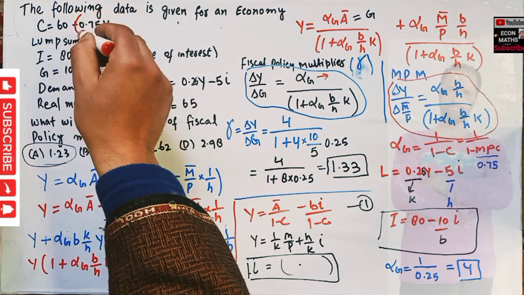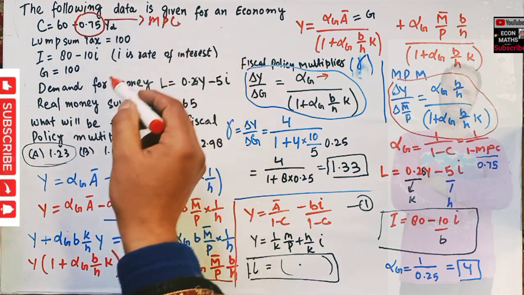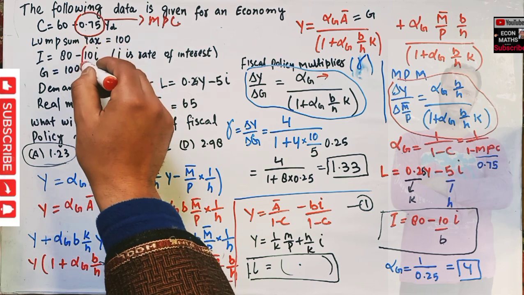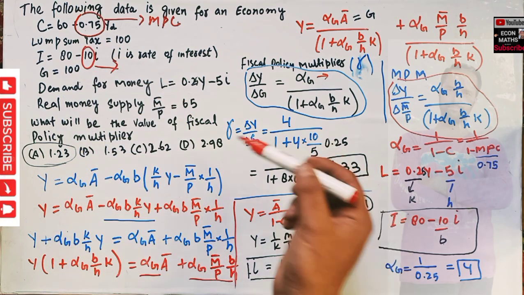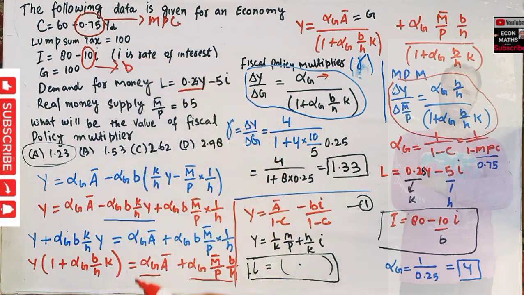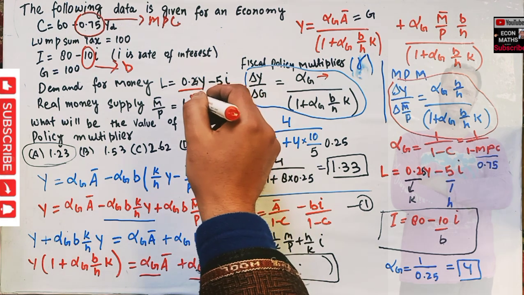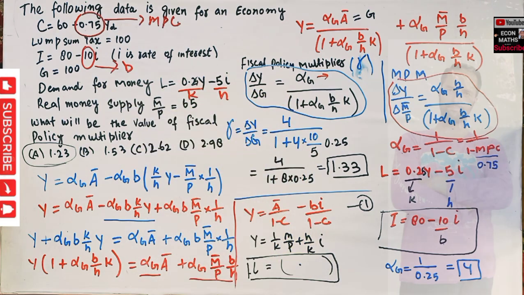So what do we need to do here? First we need to find this, which is our MPC. Also you need to find this, which is our b. In the demand for money, this 0.25 is actually our k, and this 5 is h. Just plug these values into this fiscal policy multiplier, and you will get the value. I hope I make myself clear in this video.